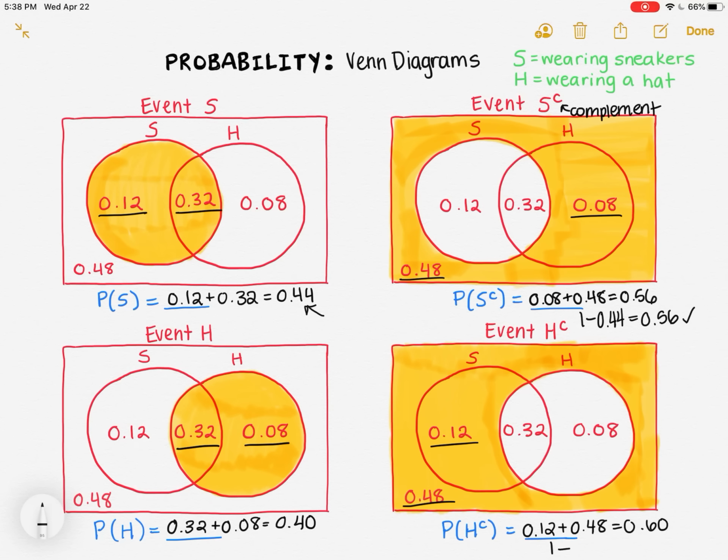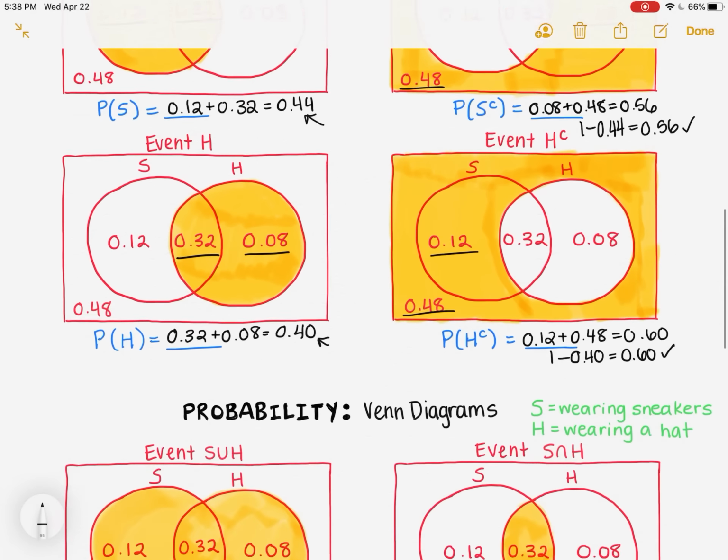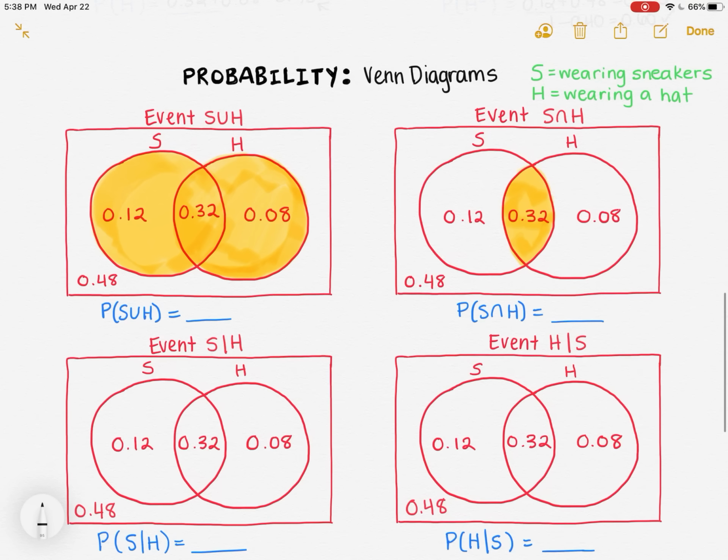0.60. And I can check this by taking my total probability, which is 1, and subtracting the probability of wearing a hat, which is 0.40. And that does give me 0.60, the probability of not wearing a hat.